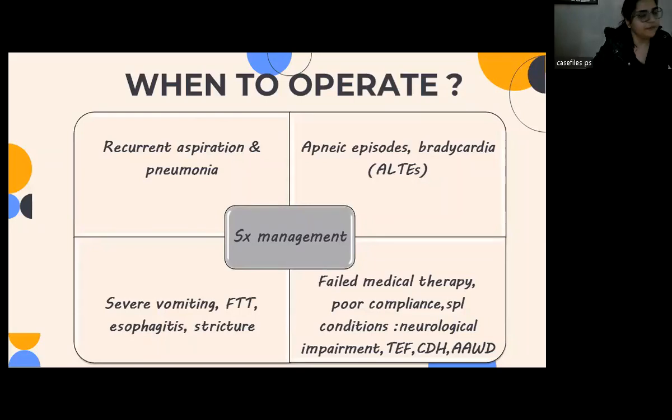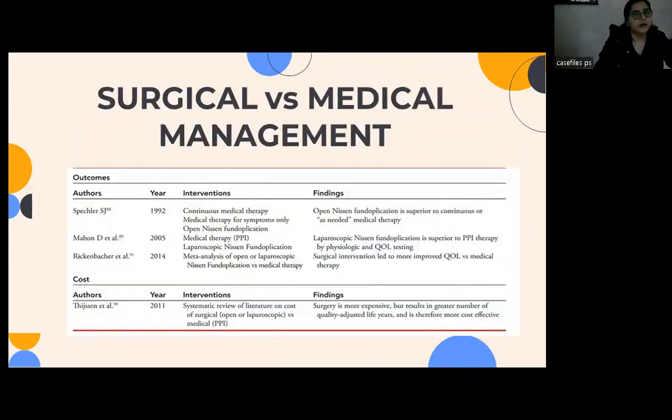to be considered in patients who have failed medical management in terms of poor compliance, or these patients have special conditions such as neurological impairment, patients with TEF, patients with CDH, or anterior abdominal wall defects, in which reflux is more common, and we think that this will not respond spontaneously with medical management only. As per various studies, surgical management is deemed to be superior to medical management. However, initial medical management trial is given, but conclusively, various studies have concluded that surgical management, whether by an open or laparoscopic approach, is superior in the treatment of GERD.